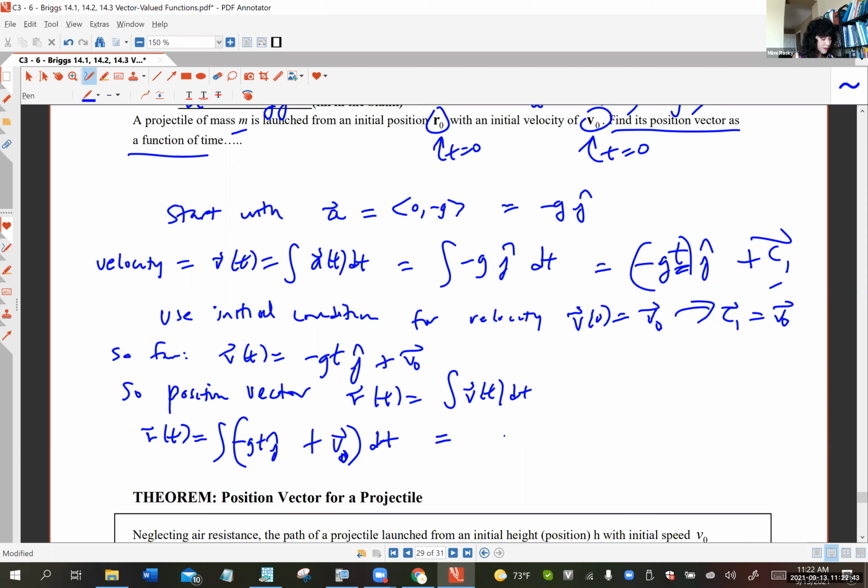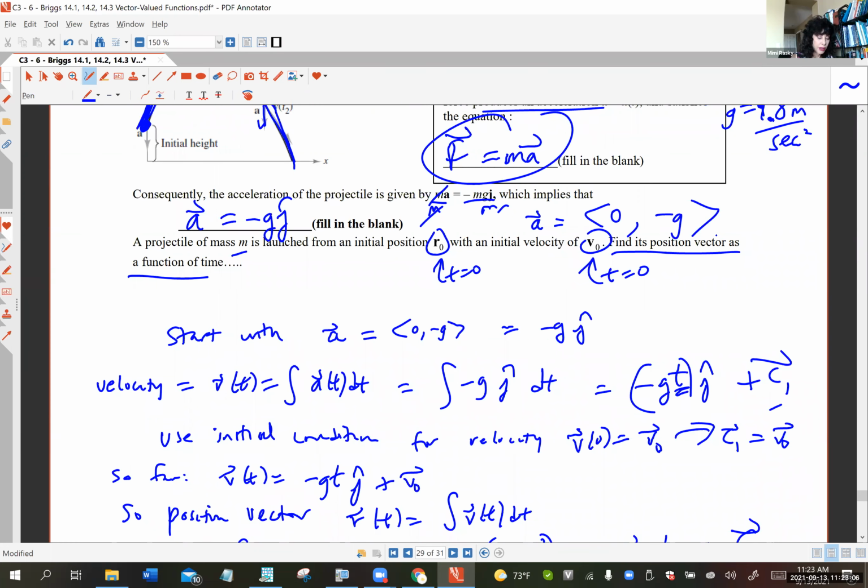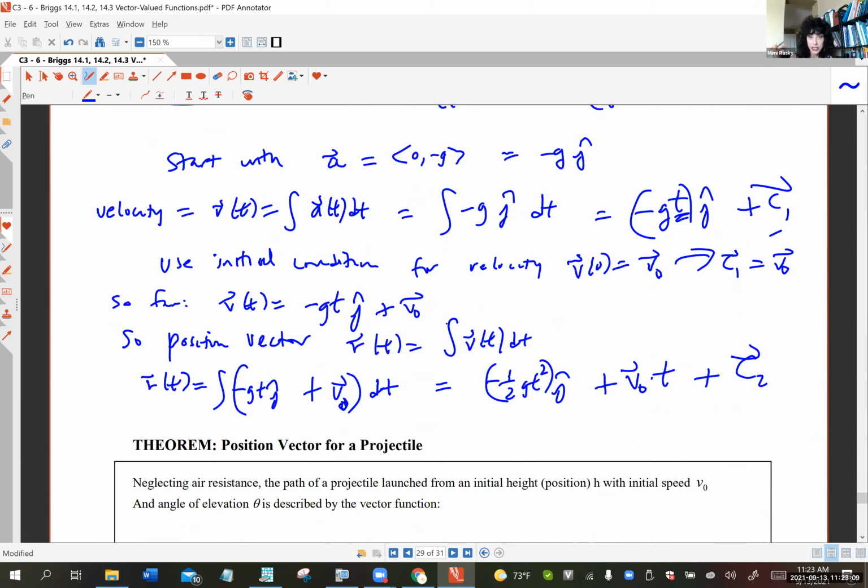So we're going to get negative one half gt squared j hat plus this constant vector v naught times t plus some constant of integration, we'll call it c2. Using the initial conditions, where the initial position is r naught, and using the same idea of plugging in t equals 0, this c2 is essentially going to be the initial position, r naught. And we're pretty much done, except a little bit extra.